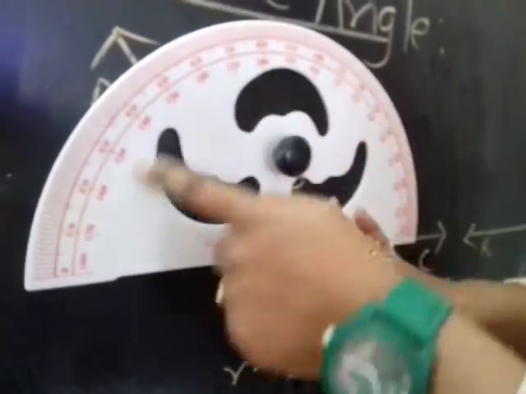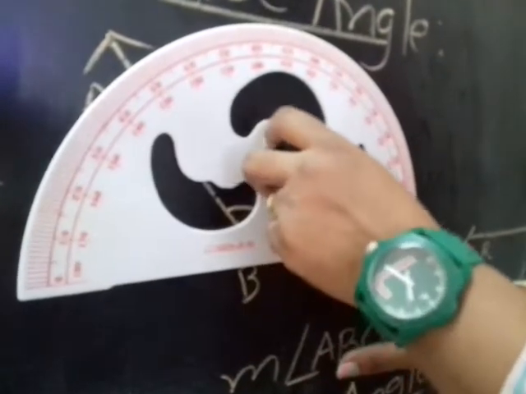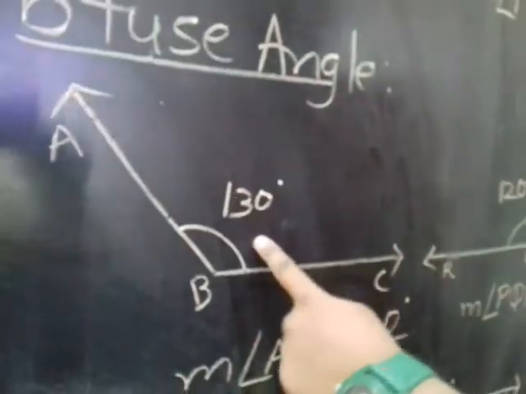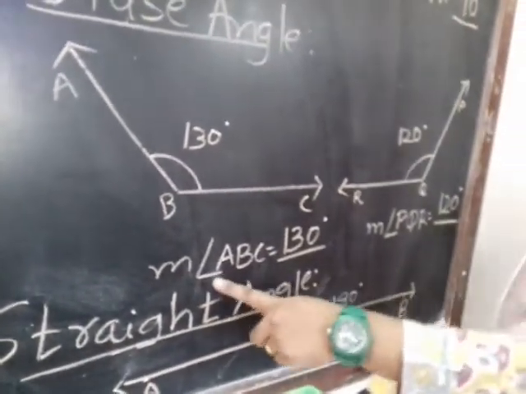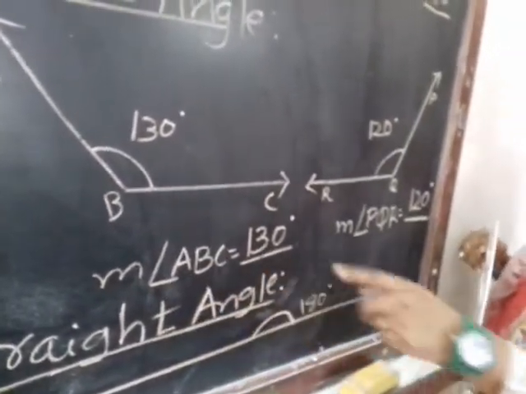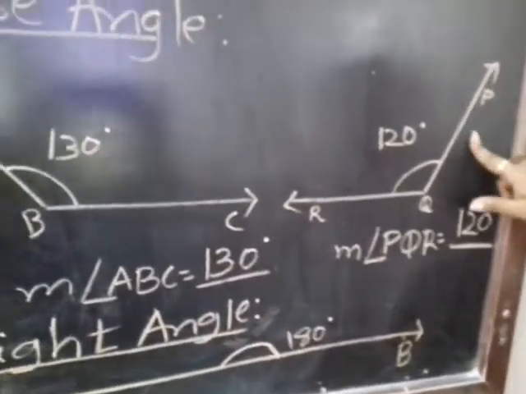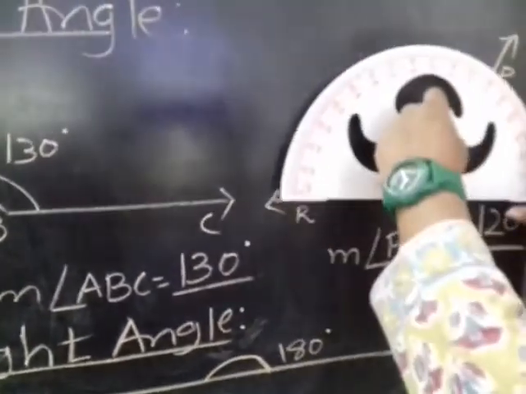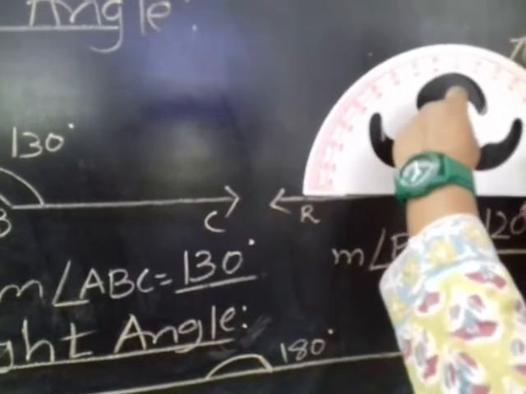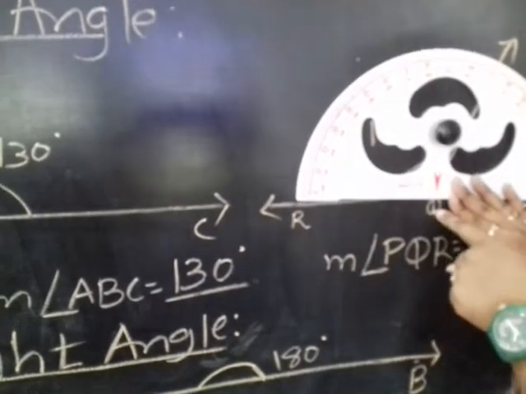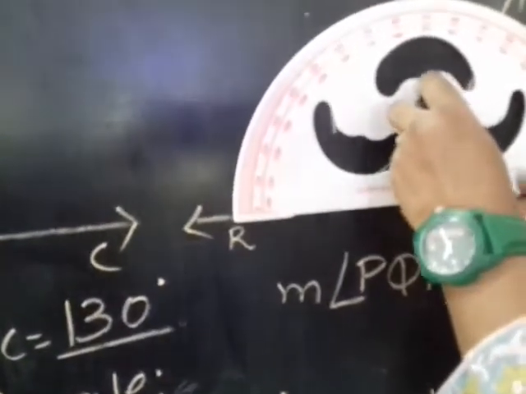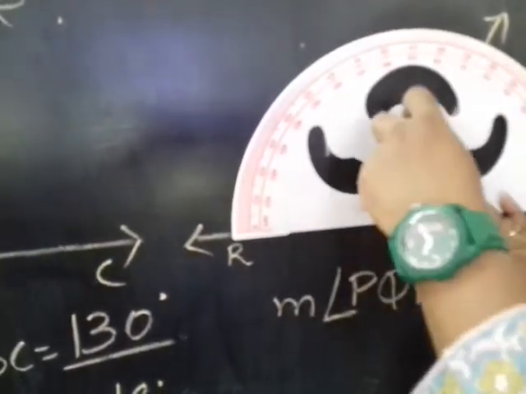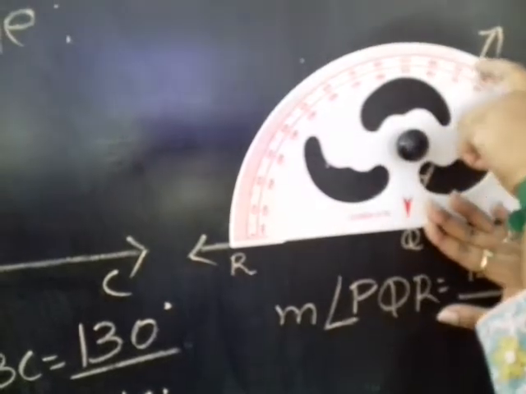I am checking the interior degrees as it is a right side facing angle. So 130 degrees, measure angle ABC, short form of measure. This is the symbolic form of angle ABC, 130 degrees. And here as this is left side facing, you have to see exterior angles. So keeping the 90 degree arrow on vertex Q, baseline on ray QR. Now we have to measure. So this is 120 degrees.